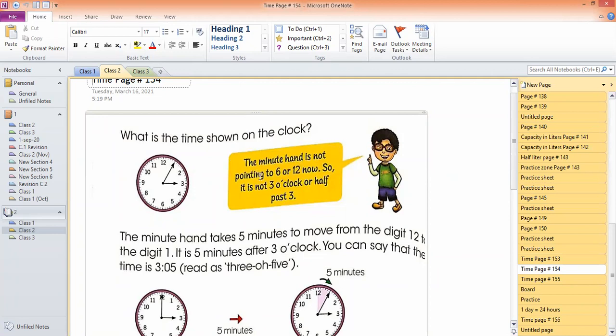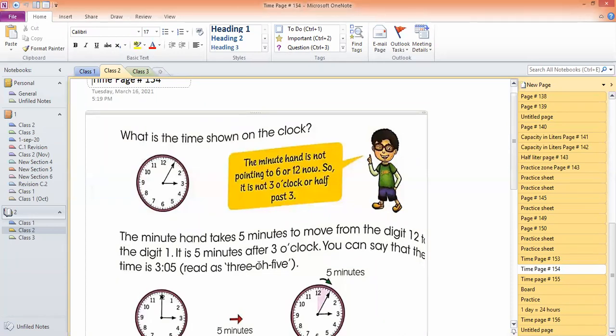The minute hand is not pointing to 6 or 12 now. So it is not 3 o'clock or half past 3. You know it. Whenever you have to check the time, first you check the hour hand, that is at 3, then you check the minute hand. So it is 3, but it is not at 12. That means how many minutes have passed? At 1, 5 minutes have passed. So the minute hand takes 5 minutes to move from the digit 12 to the digit 1. It is 5 minutes after 3 o'clock, and we can say that the time is 3:05.